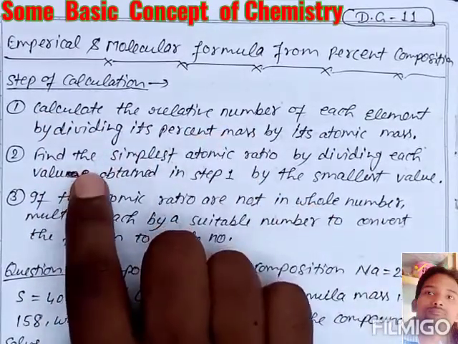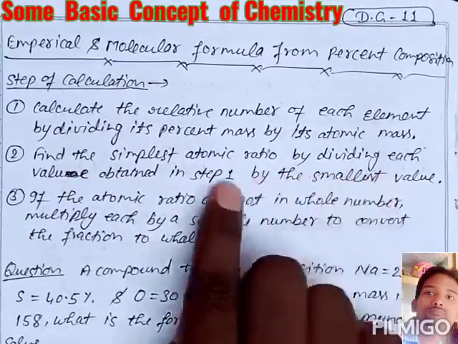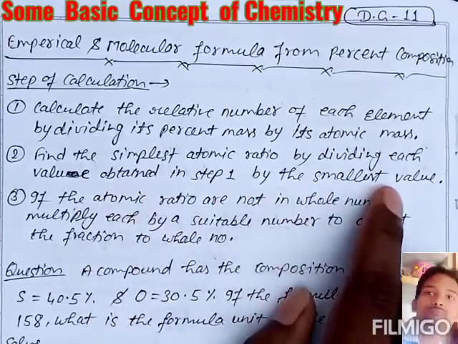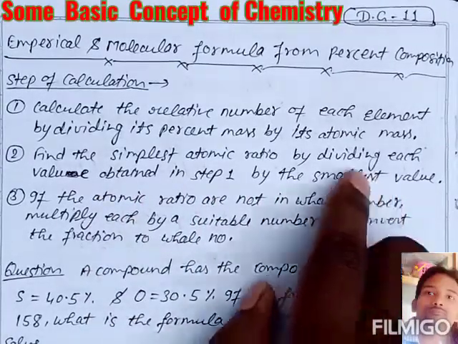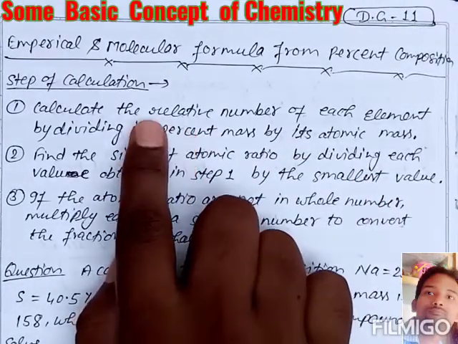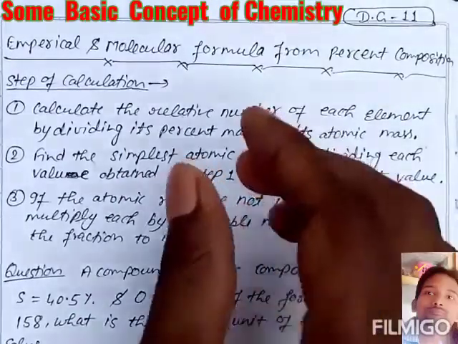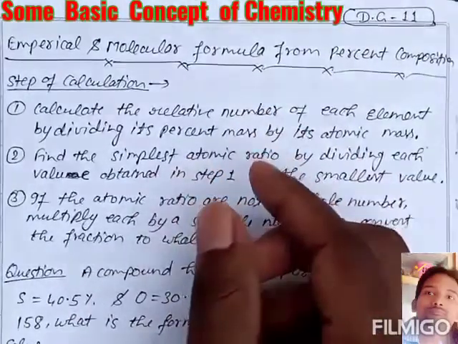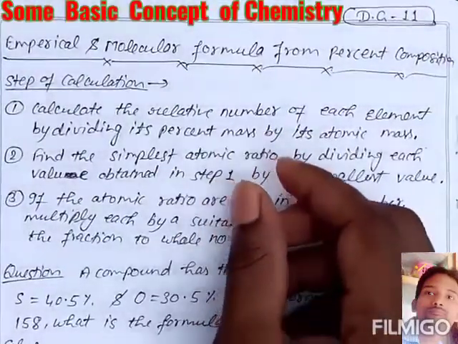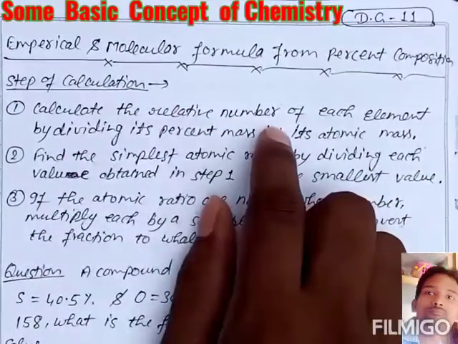Second: find the simplest atomic ratio by dividing each value obtained in step 1 by the smallest value. It means when you have divided each percentage by its atomic mass, then the minimum value is again used to divide each of the results you got earlier in the first step.